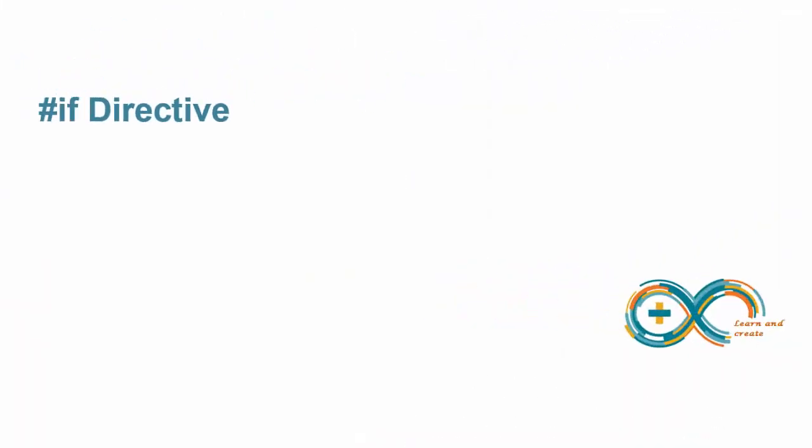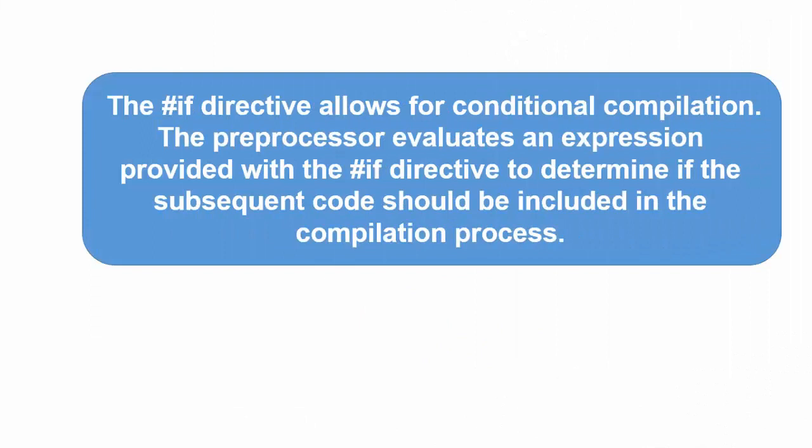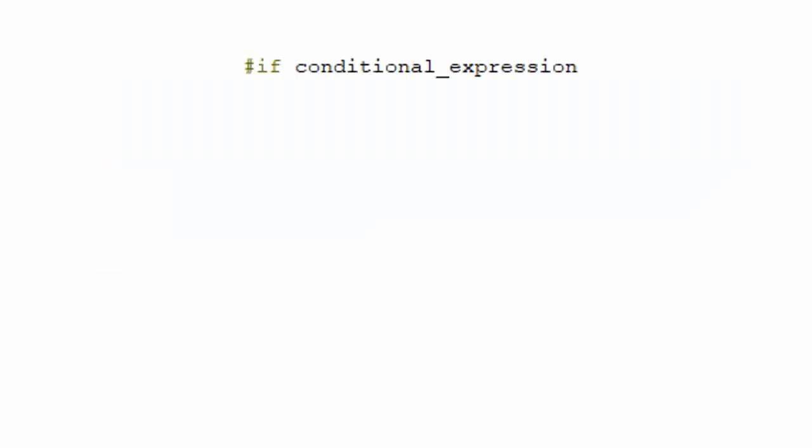In the C programming language, the hash if directive allows for conditional compilation. The preprocessor evaluates an expression provided with the hash if directive to determine if the subsequent code should be included in the compilation process. This is the syntax for the hash if directive in the C language. This is the expression that the preprocessor will evaluate to determine if the C source code that follows the hash if directive will be included in the final compiled application.